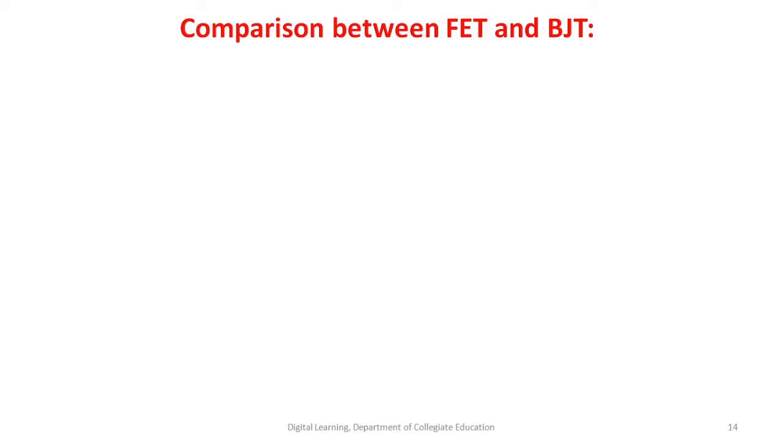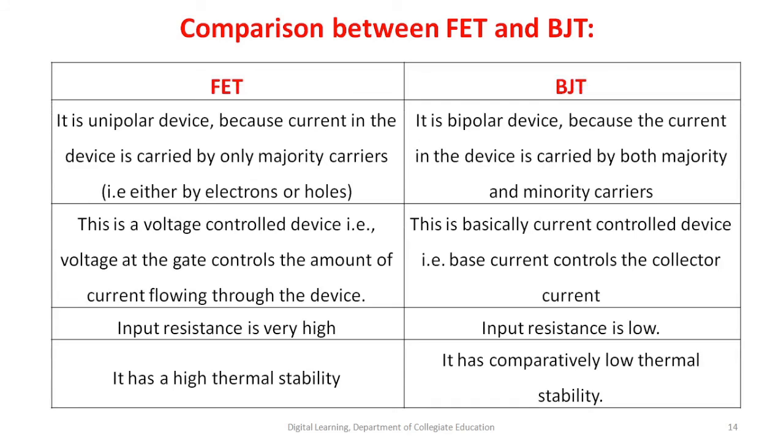Now coming to the comparison between the FET and BJT. So FET is field effect transistor, BJT is bipolar junction transistor. So FET is a unipolar device because the current conduction is carried by only majority charge carriers. Here it can also be written as UJT, that is unipolar junction transistor, because current conduction is only by one type of charge carrier, that too majority charge carriers. They may be either electrons or holes.